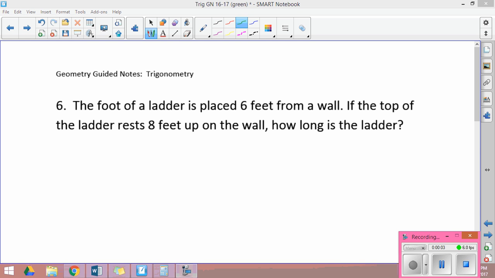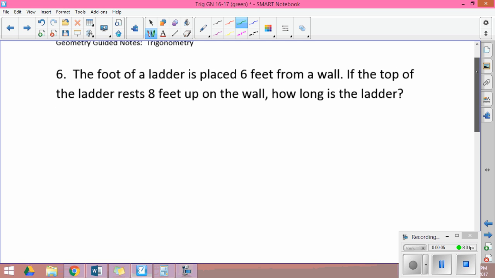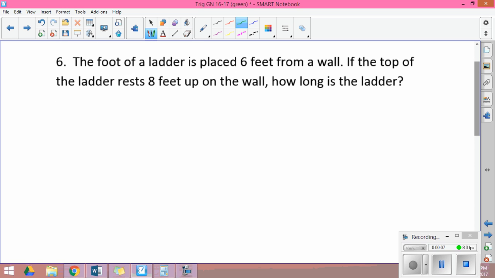So the Pythagorean theorem can also be applied to some word problems. If we think about the foot of a ladder placed 6 feet from the wall, the top of the ladder rests 8 feet up on the wall, how long is the ladder? Well, we have to draw a picture.